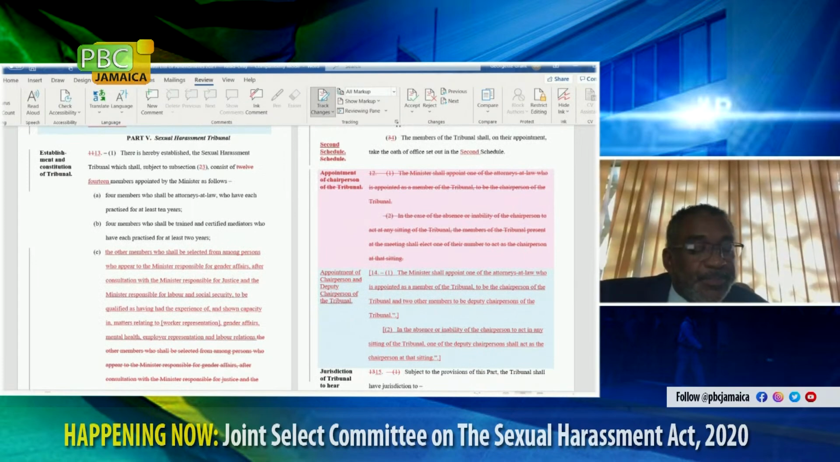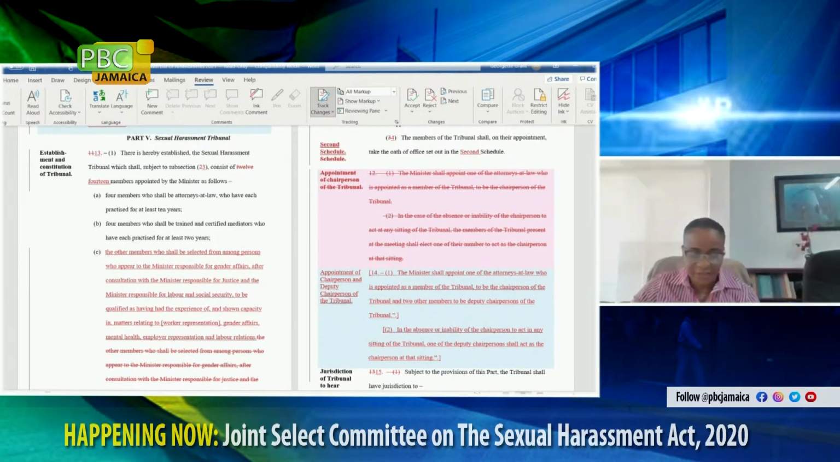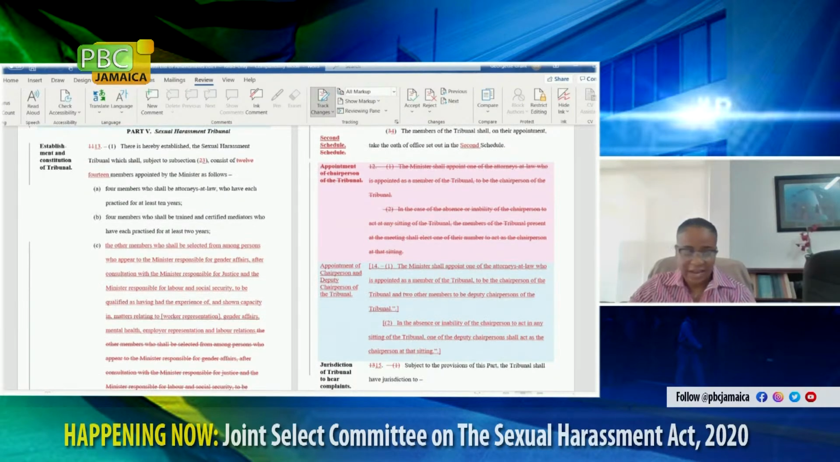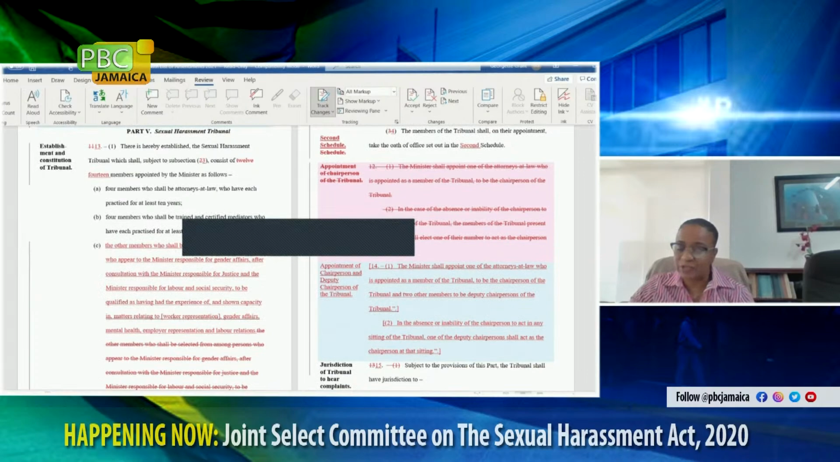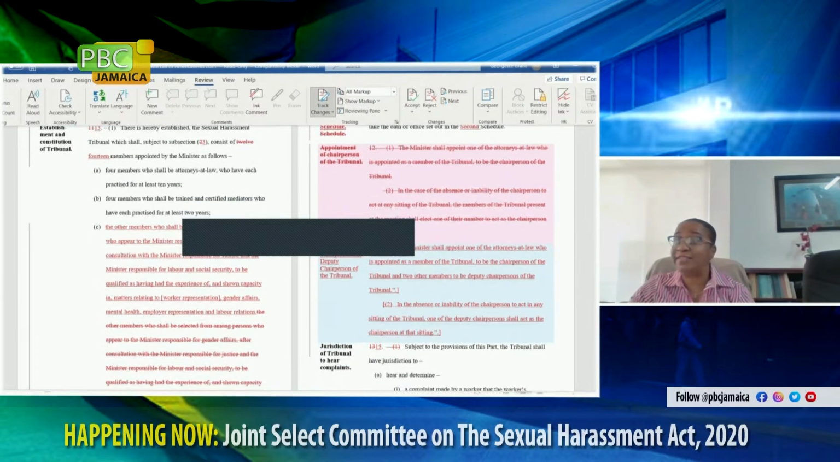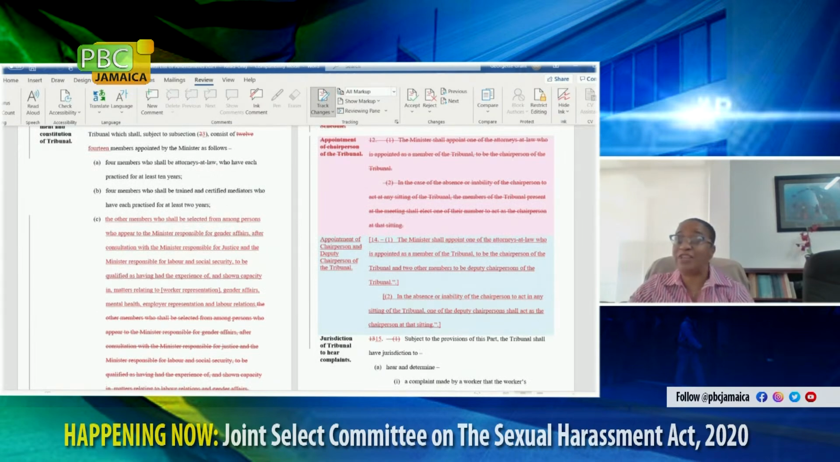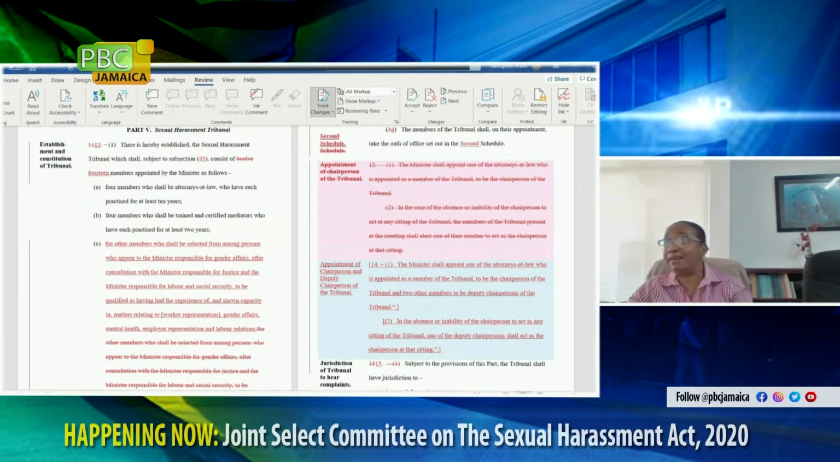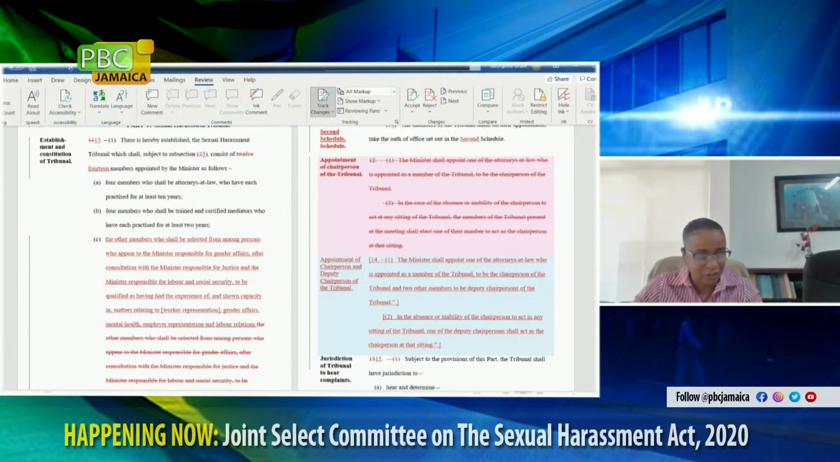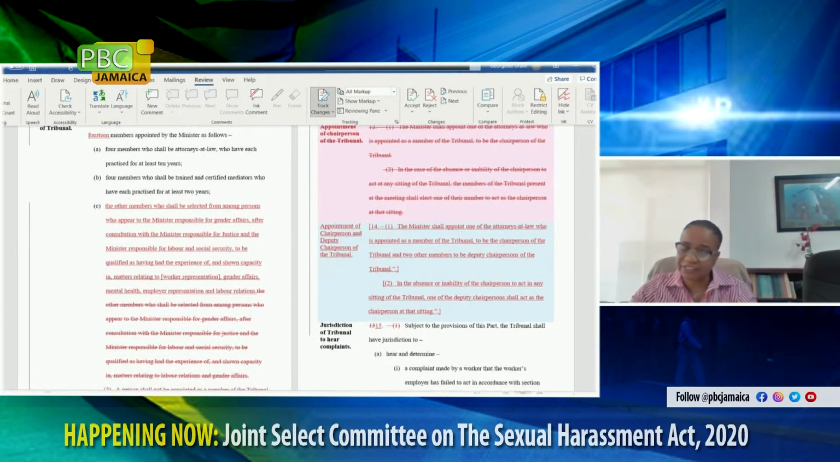Yes. Right, so we now move on to the old clause 12, which is clause 14 as renumbered. And I remember the committee instructing the technical team that you wanted provision to be made for the appointment of the deputy chairpersons of the tribunal so that you could have them chairing different hearings. You could have simultaneous hearings, and as such, we have deleted that provision and substituted therefor the following, which I would now read into the record. Appointment of chairperson and deputy chairperson of tribunal. The minister shall appoint one of the attorneys at law who is appointed as a member of the tribunal to be the chairperson of the tribunal and 2 other members to be deputy chairpersons of the tribunal.